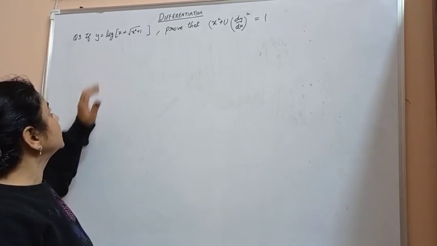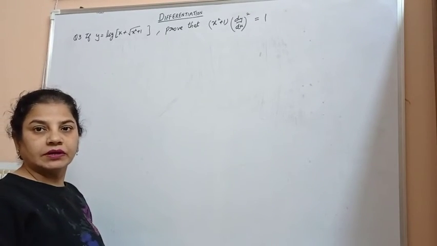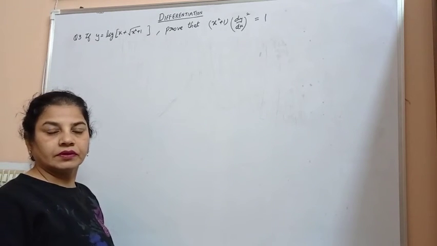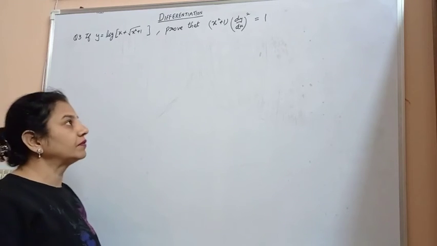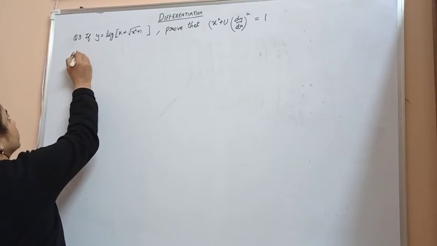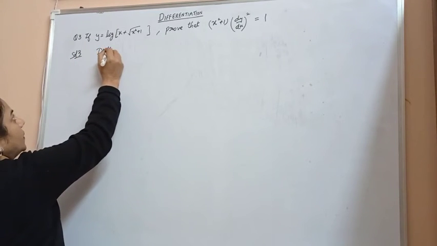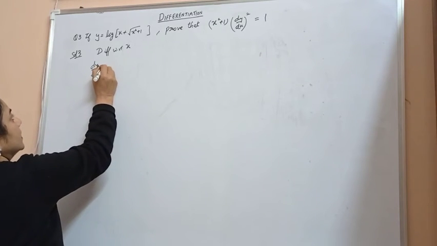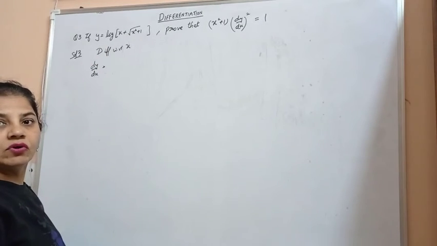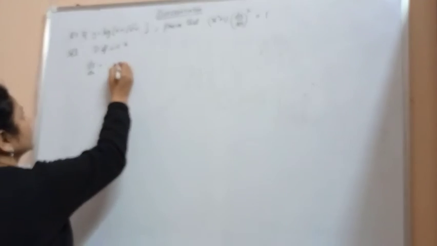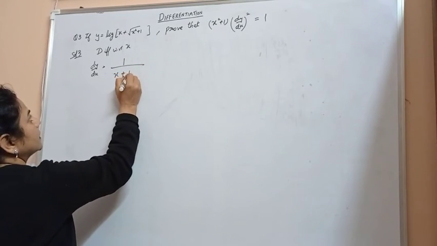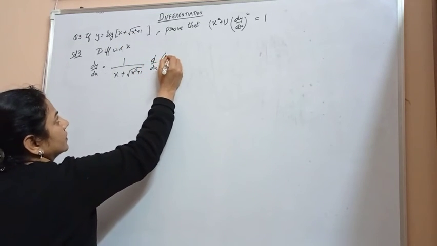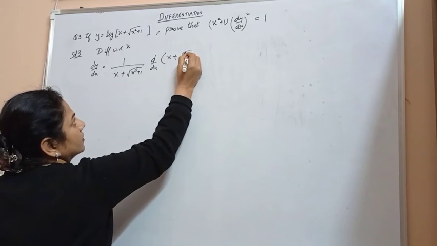Function is given to us: y is equal to log (x plus under root x square plus 1). We have to prove that (x square plus 1) (dy by dx) whole square is equal to 1. First of all, we find the derivative of the given function. Differentiate with respect to x. We have dy by dx. As it's a log function, the derivative of the log function is 1 upon the function, 1 upon x plus under root x square plus 1, into the derivative of the function x plus under root x square plus 1.